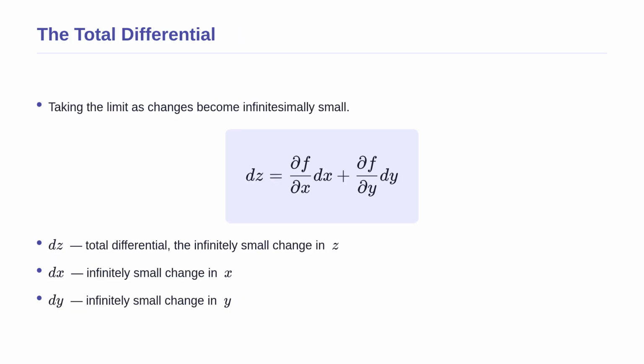This brings us to the core concept. We take the limit as our small macroscopic changes become infinitesimally small, approaching zero. We replace the macroscopic changes delta x and delta y with the microscopic differentials dx and dy. This gives us the official formula for the total differential, dz. The term dx is the infinitely small change in x, and dy is the infinitely small change in y. The partial derivatives act as our scaling factors or slopes.